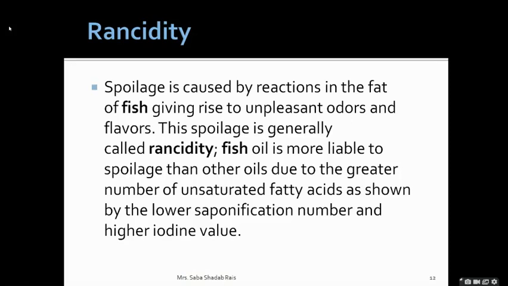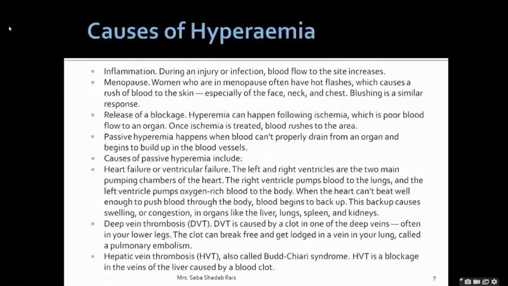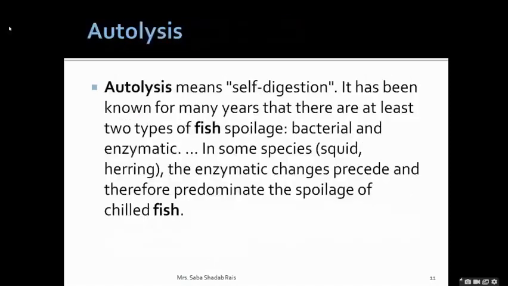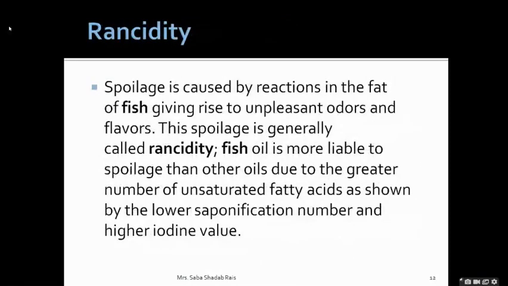So what have we learned about the post-mortem changes? In that we have discussed hyperemia. Hyperemia is vasodilation. Thereafter we have discussed rigor mortis. These are the post-mortem changes immediately after death. Then thereafter autolysis and rancidity. So these are the post-mortem changes.